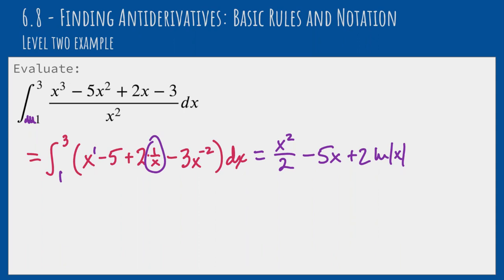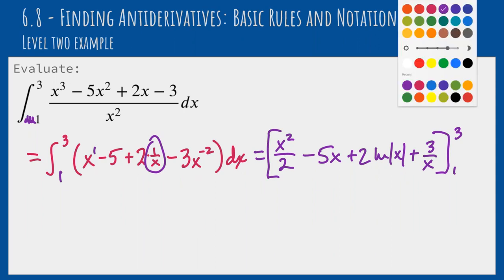Antiderivative for the 3x to the -2. We're going to increase the power by 1, using the power rule here. So it's going to be x to the -1. And then we divide by the new power, so we're dividing by -1. So we're going to have a positive 3, and I'm going to write that as 3 over x. So that's our antiderivative of the integrand. And then we're going to evaluate that from 1 to 3. Notice the square bracket notation allows us to group and use the evaluation bar all at the same time.